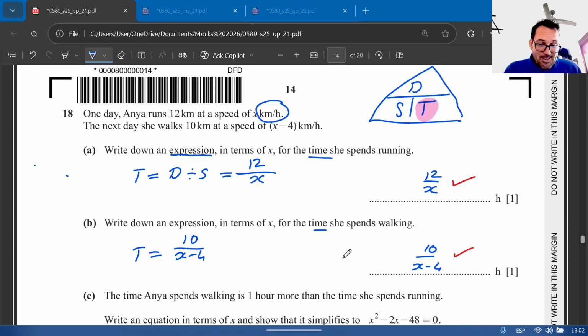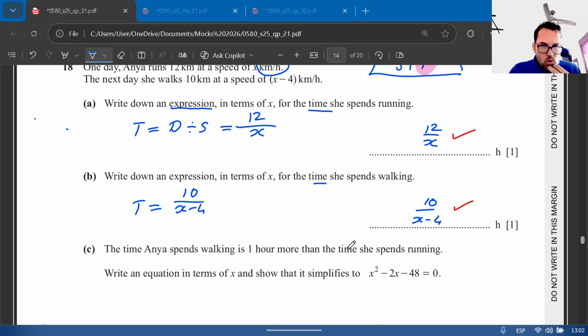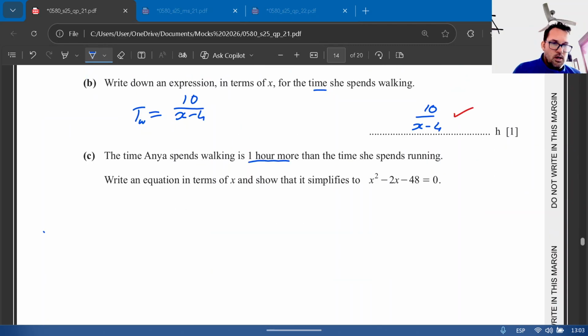Question 18C. The time Anya spends walking. What's the time Anya spends walking? Let's call this time walking. It is 10 over X minus 4. It is 1 hour more than the time she spends running. So there's the time Anya spends running, and there's the time Anya spends walking. Now, the time she spends walking is 1 hour more.